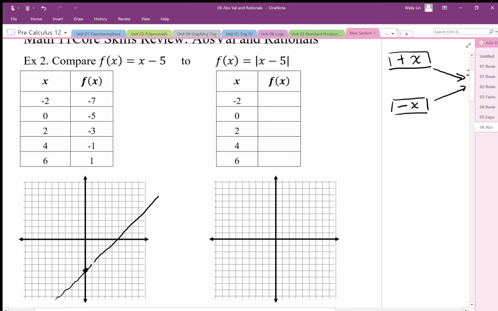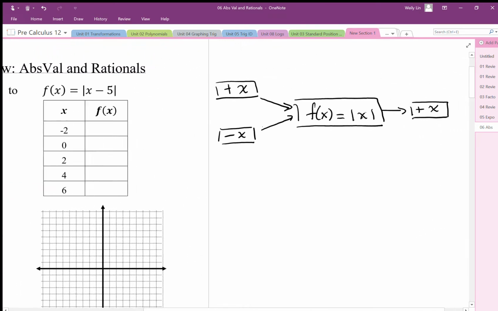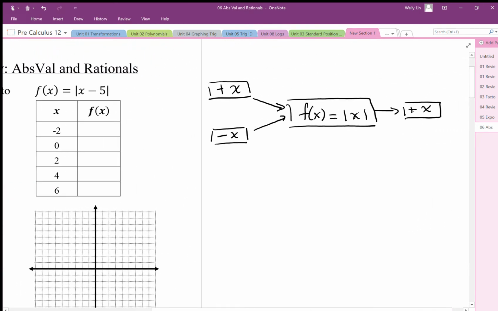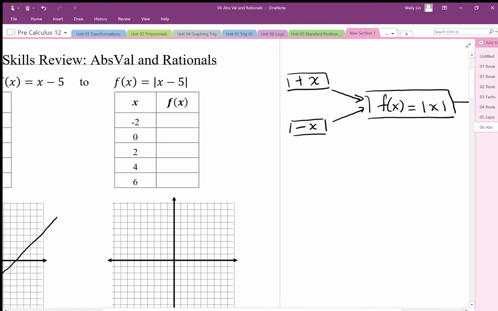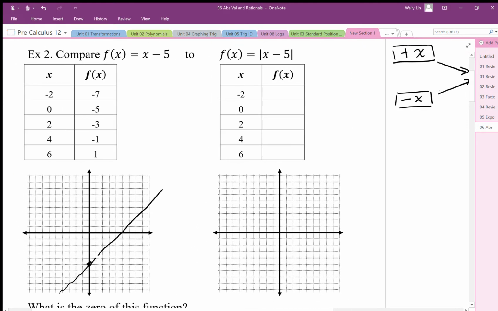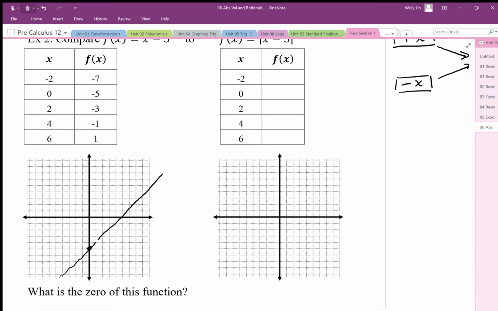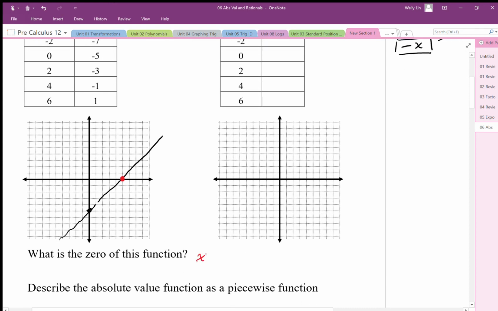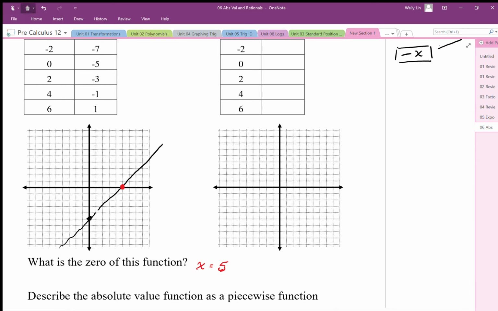So the absolute value, that is the boundary of when the plus becomes plus and the minus becomes plus. The boundary between plus and minus is 0. So what we really need to know is, when is this graph equal to 0? Okay, so what is the 0 of this function? So the 0 of this function happens to be at positive 5. So x equals 5. So what's going to happen then is, on the left side of this, I'll do this in a different color. So all this is less than 0.